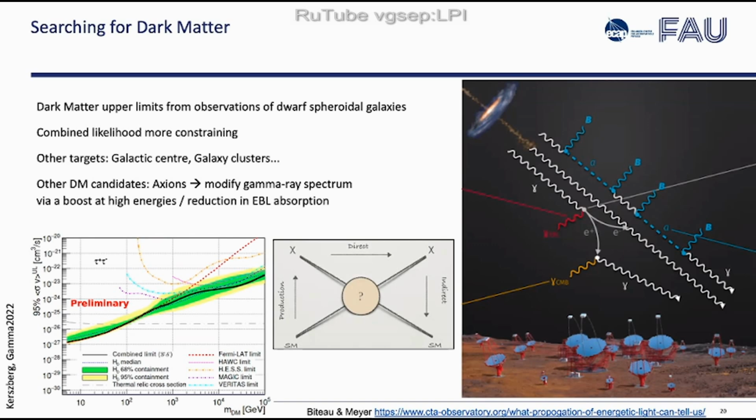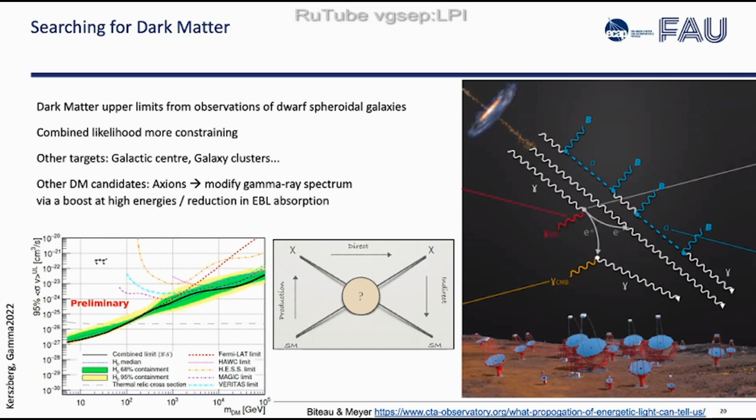So we can also place upper limits on dark matter. This is using the indirect search approach. We expect dark matter annihilation to produce photons. We can place upper limits from observations of dwarf spheroidal galaxies, and it was shown at Gamma 2022 this year that a combined limit, really combining data from multiple instruments, gives us a more constraining result. So the combined likelihood over observations from multiple instruments gives us the most constraining upper limit.